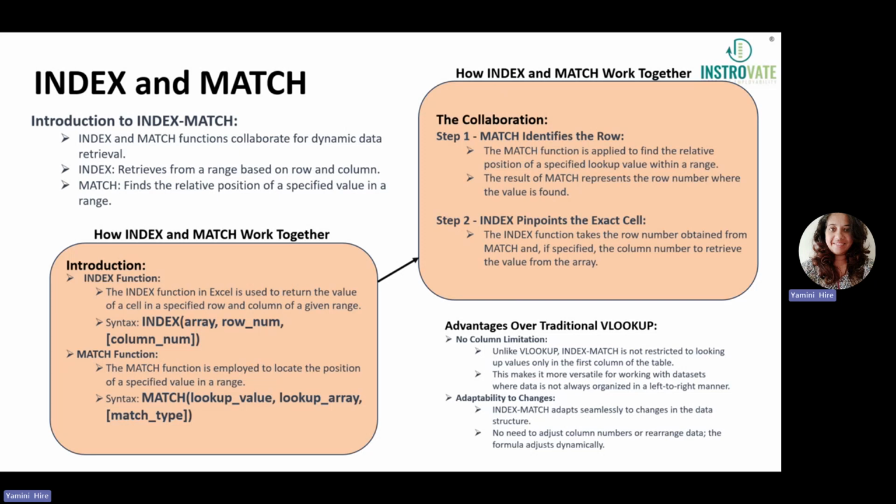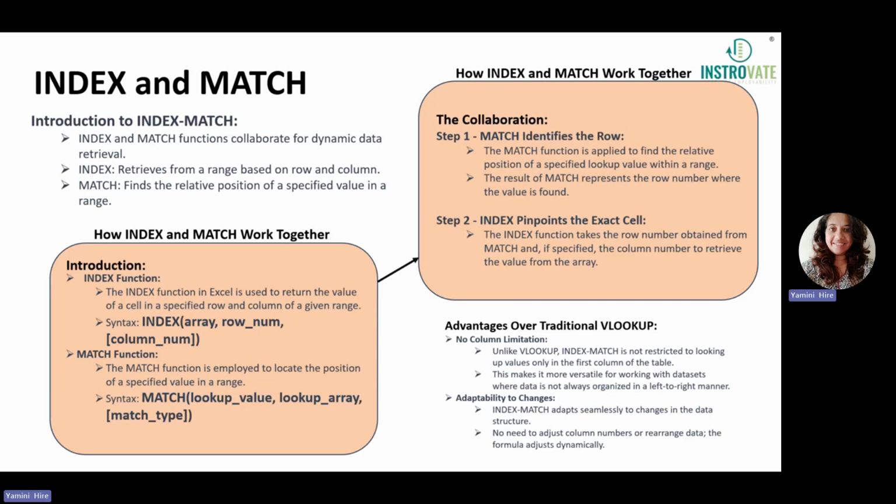Okay, so there are no column limitations in this. Unlike VLOOKUP, index match is not restricted to looking up values only in the first column of the table. This makes it more versatile for working with data sets where the data is not always organized in a left to right manner. And it has adaptability to changes, so it adapts seamlessly to changes in the data structure, and there is no need to adjust the column numbers or rearrange the data. The formula adjusts dynamically like that.